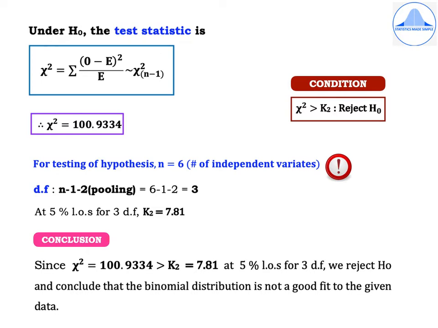So at 5% level of significance for 3 degrees of freedom, K2 value is 7.81. Conclusion. So since chi-square is 100.9334 is greater than K2 equal to 7.81, at 5% level of significance for 3 degrees of freedom, we reject H0 and conclude that the binomial distribution is not a good fit to the given data.